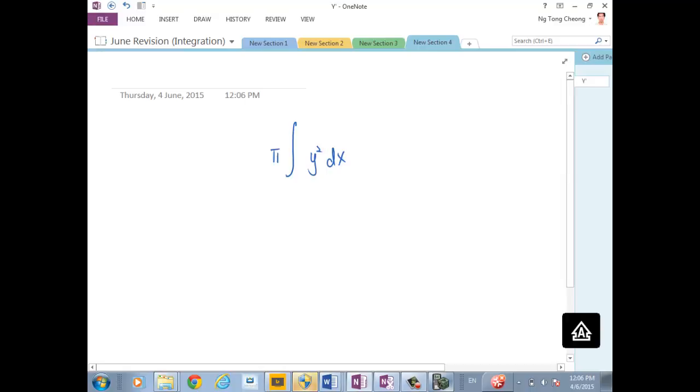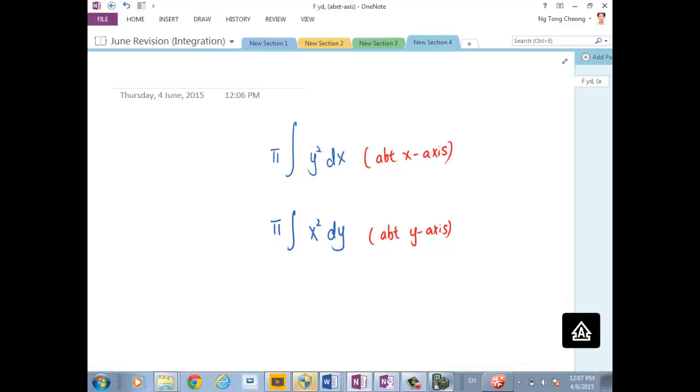And if you are rotating about your y-axis, the first thing that you must realize is, depending on which axis you're rotating the whole region about, you're going to use a different formula. That's the first thing that you should always look out for before you start solving the question. Then the second thing is you need to understand what this formula gives you.